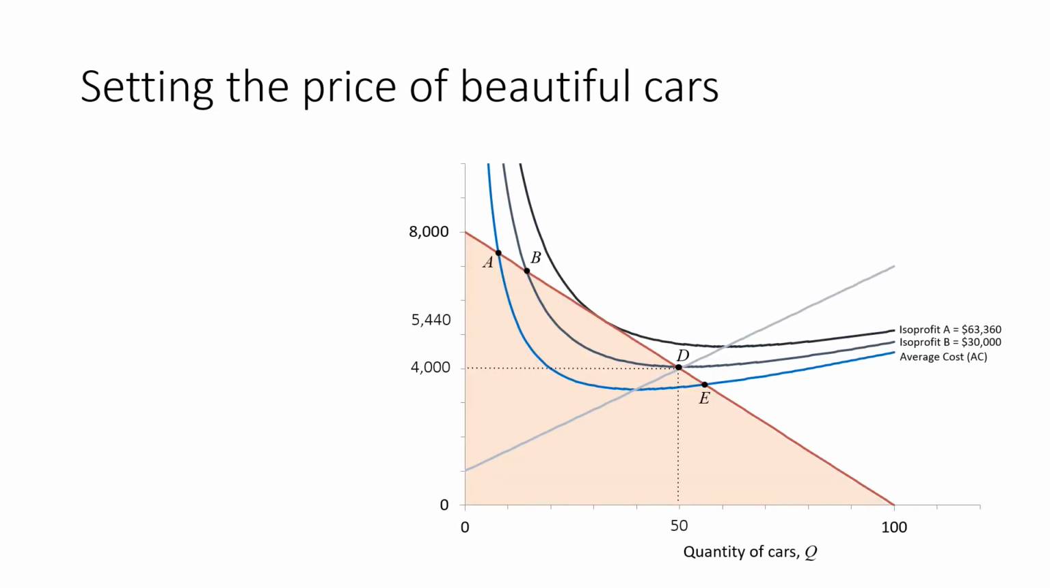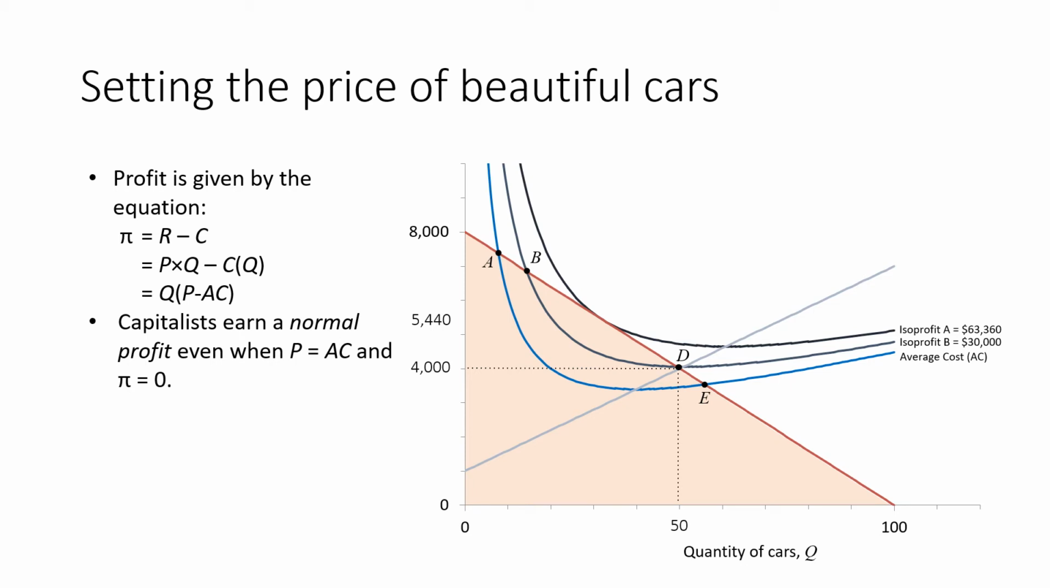Okay. What about setting the price of beautiful cars, as I was talking about in one of the earlier slides? Profit is given by the equation pi equals total revenue minus total cost, as I mentioned before, which can also be written as P times Q minus CQ, or Q times P minus AC. So capitalists earn abnormal profit even when P equals AC and profit is equal to 0, as you can see. Here, Q times P minus AC is around $30,000.